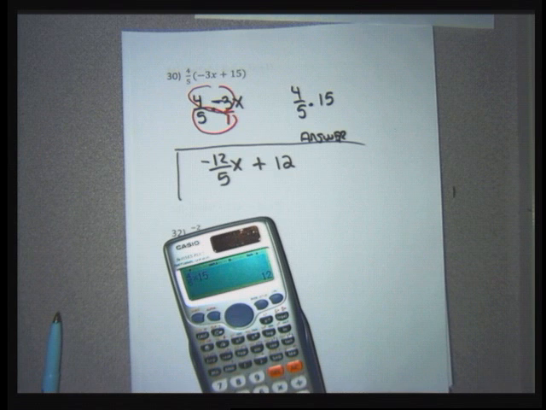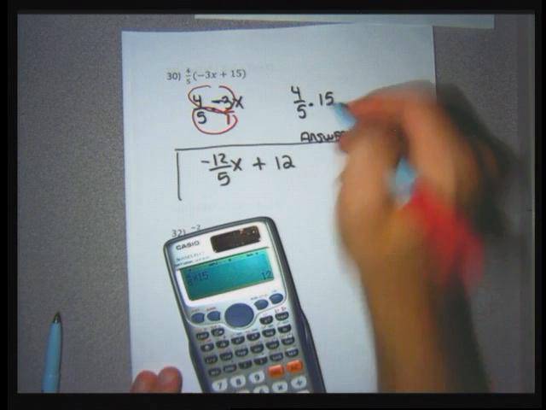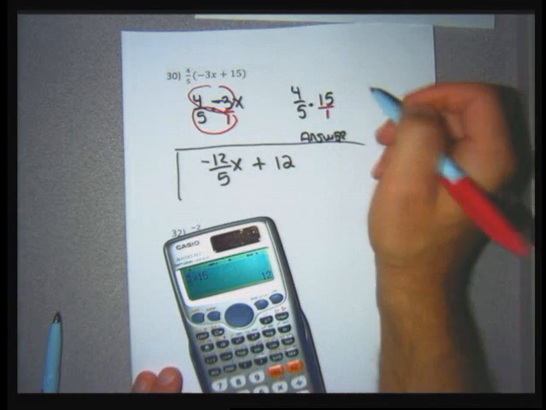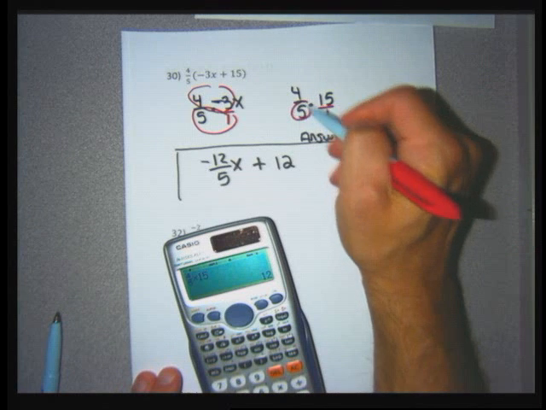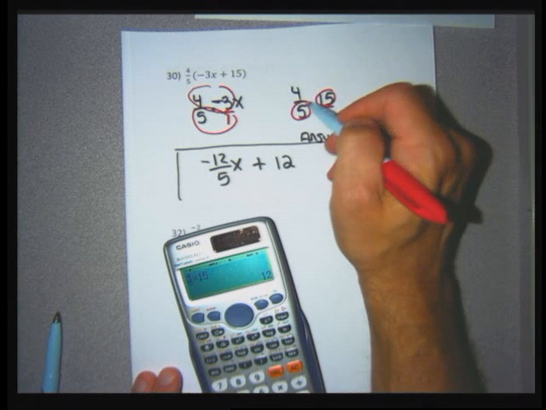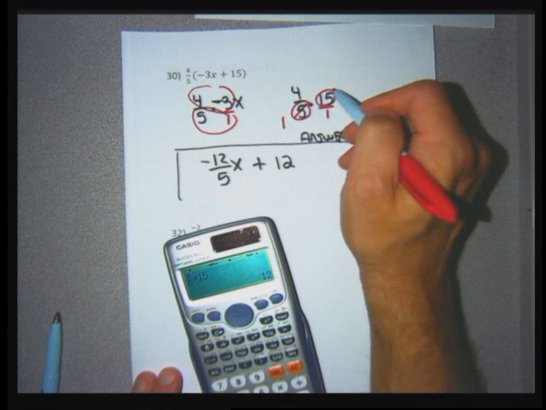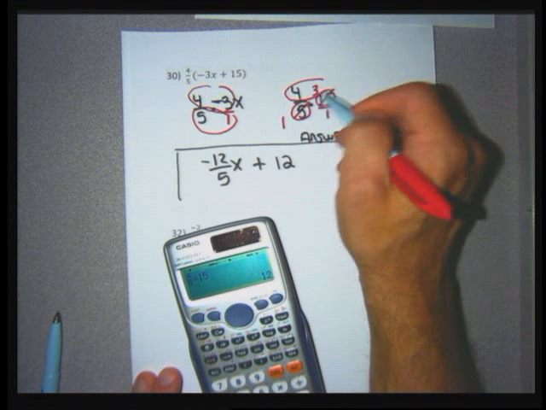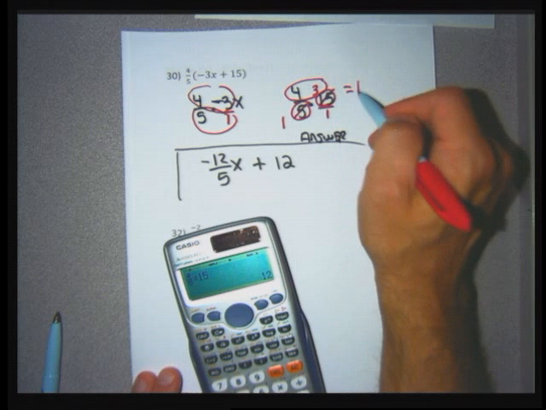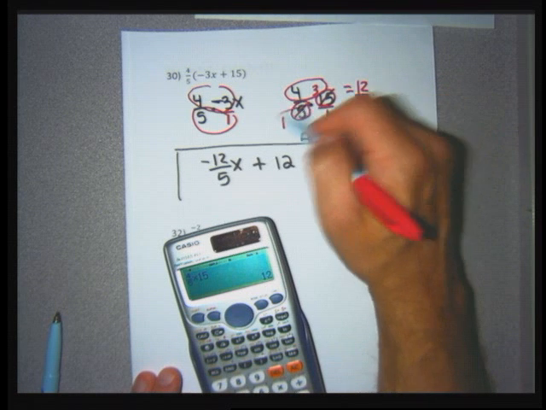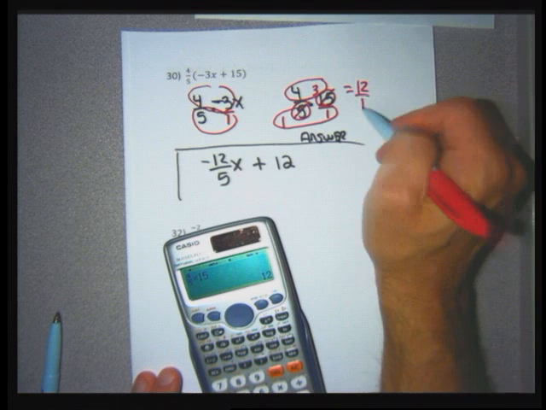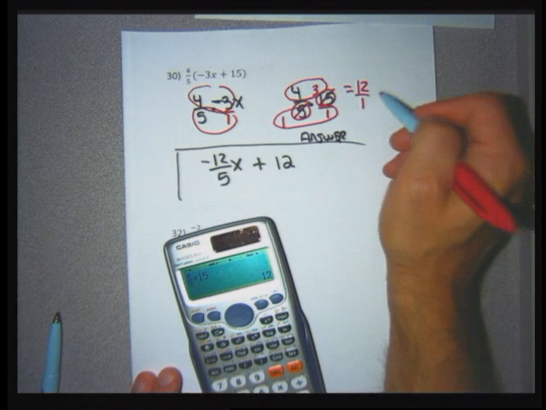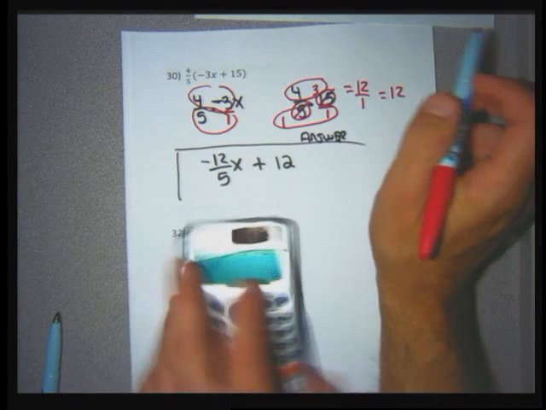To do that multiplication to get that 12 by hand, I'd write the 15 over 1. I'd cross cancel the 5 with the 15. 5 divided by 5 is 1. 15 divided by 5 is 3. Then in the numerator, I'd multiply the 4 times 3 and get a 12. In the denominator, I'd multiply the 1 times 1 and get a 1. I'd get 12 over 1, and 12 over 1 is equal to 12.